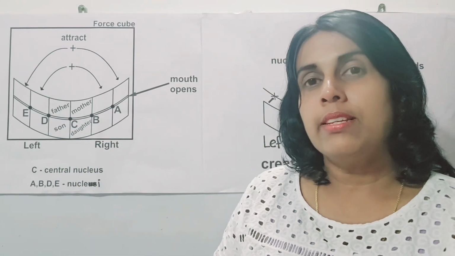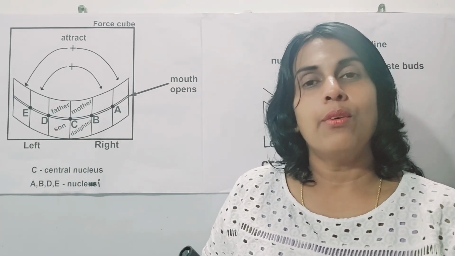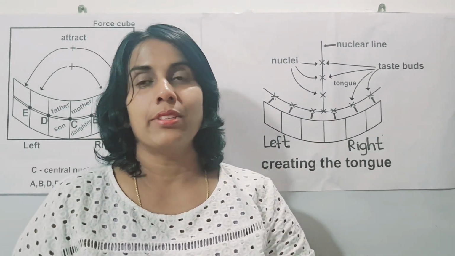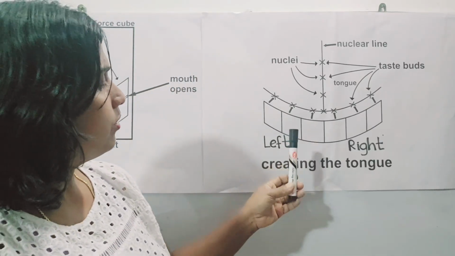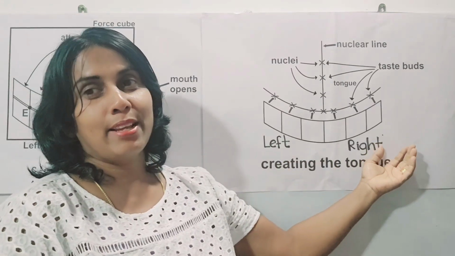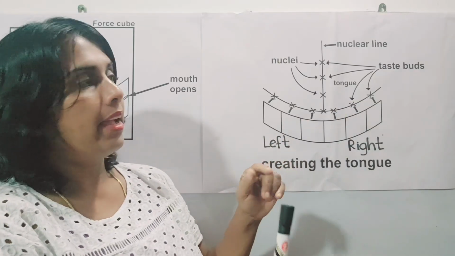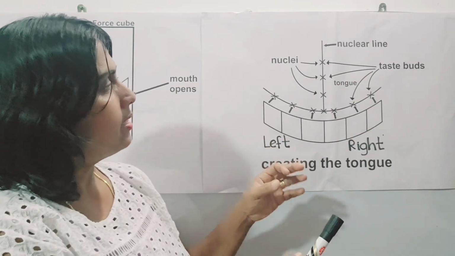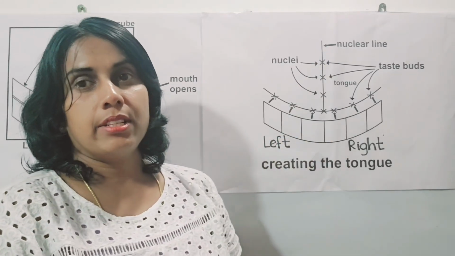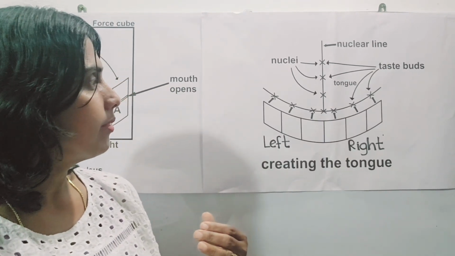Then due to the increase in nuclear energy at each point, they are also attracted to each other. That is the nuclear attraction, the genetic power. Due to those attractions, on the left hand side there's a set of nuclei, and on the right hand side also there's a set of nuclei. Those are attracted, and the result is that the nuclear line is created in the middle. It is the tongue line.